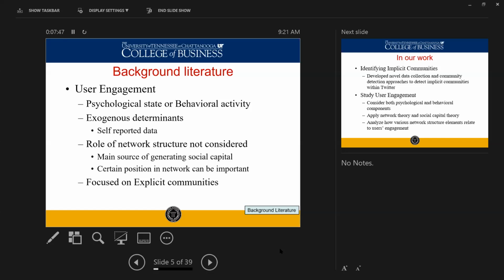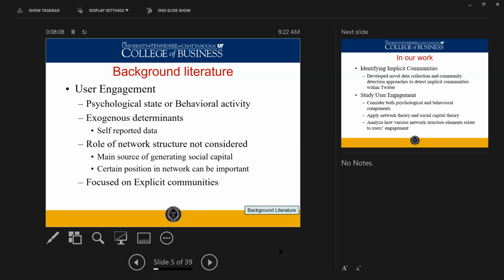However, we are going in a little bit of a different direction. What we are really focusing on is the role of the network structure. So what is the network structure of these communities, and how does that determine their contribution to this community?